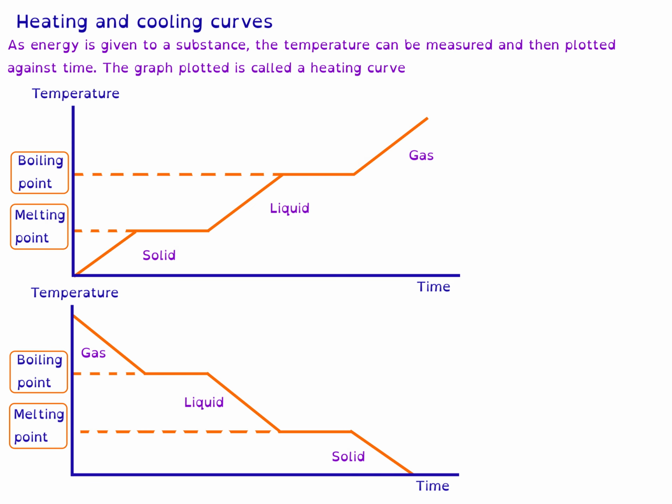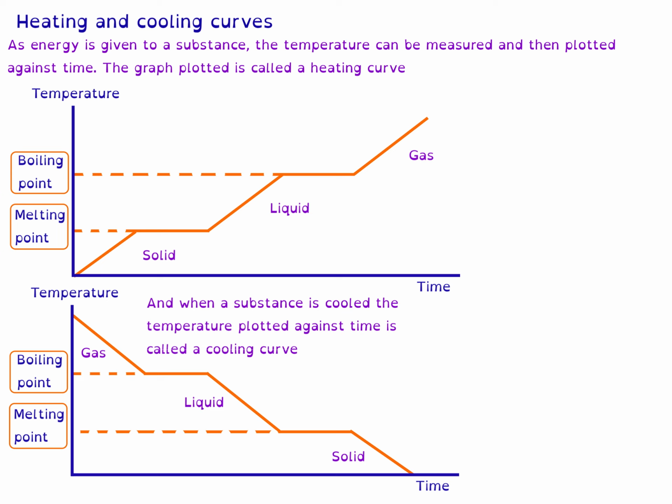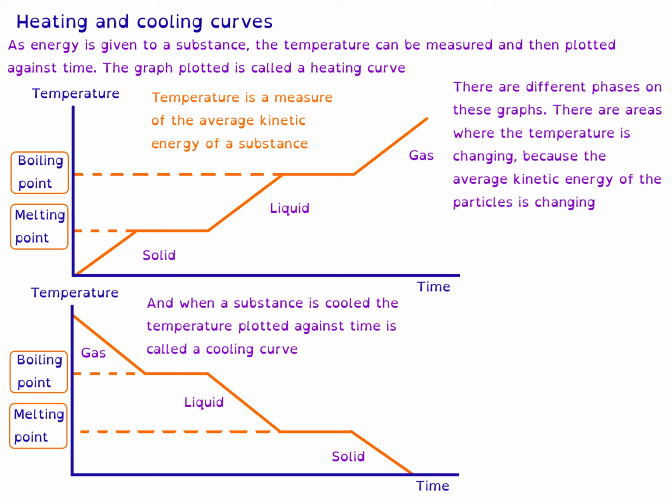As energy is given to a substance, the temperature can be measured and then plotted against time. The graph plotted is called a heating curve. And when a substance is cooled, the temperature plotted against time is called a cooling curve. Temperature is a measure of the average kinetic energy of a substance. There are different phases on these graphs.